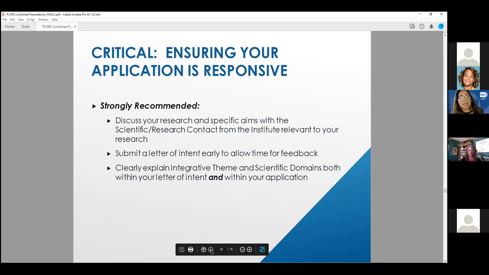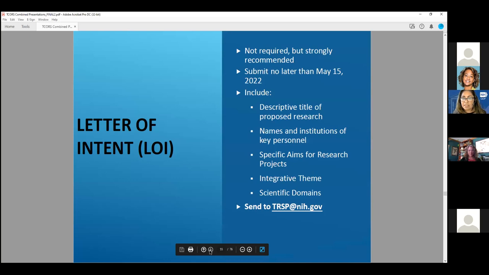Next one, please. So this letter of intent, it is not required, but we highly recommend it, especially for these very large grants. We recommend for you to submit it no later than May 15. And this will include, as you can see here, a descriptive title of your project, the names of people participating, also the specific aims for your research projects, the overall theme, and what scientific domains you're proposing, what scientific domains are covered in your application.